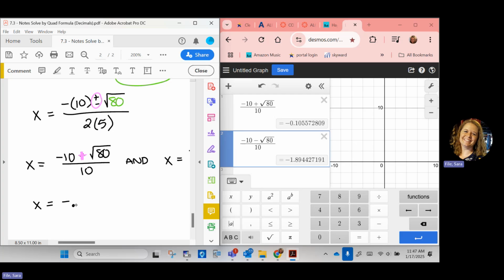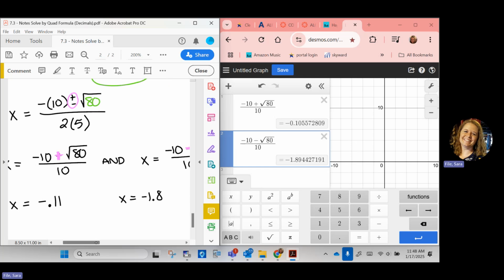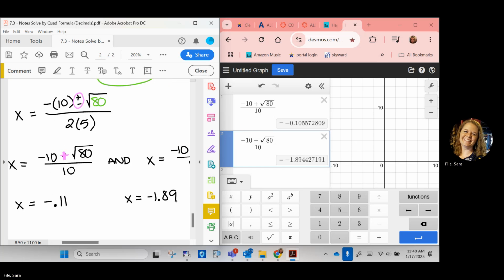So this is negative 0.11, because here that 5 is going to round this 0 up, so it'll be negative 0.11. And this one will be negative 1.89, because that 4 does not round that 9 up. So these are what we're leaving it as.